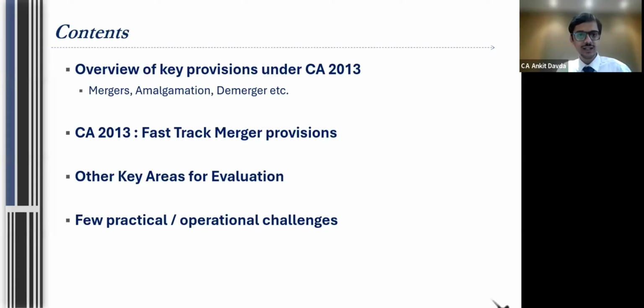Then we will touch upon some other key areas, which are common for a merger but specific to fast track merger, maybe something like what precautions we need to take under the Income Tax Act, or what the key areas are which we generally look into when we evaluate a merger, or so to say fast track merger. Similarly, stamp duty, GST, FEMA, and other statutory regulatory authorities.